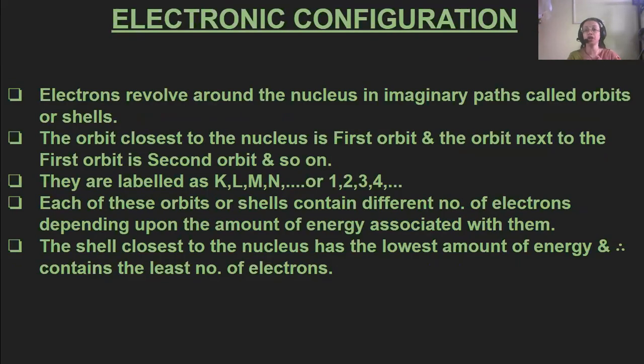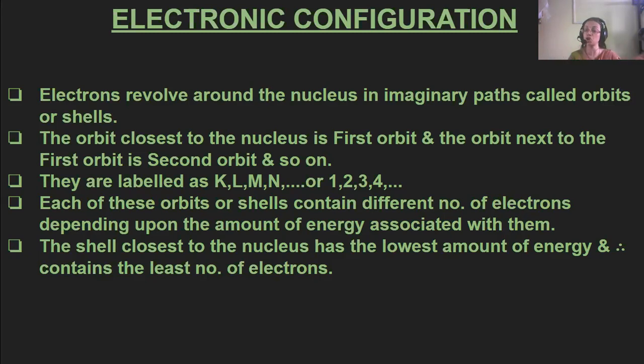Next, we come to electronic configuration. The electronic configuration is the arrangement of electrons in the shells which are arranged around the nucleus. The imaginary parts, or orbits or shells, revolve around the nucleus, and the electrons are arranged on these orbits or shells. This arrangement of electrons is known as electronic configuration.